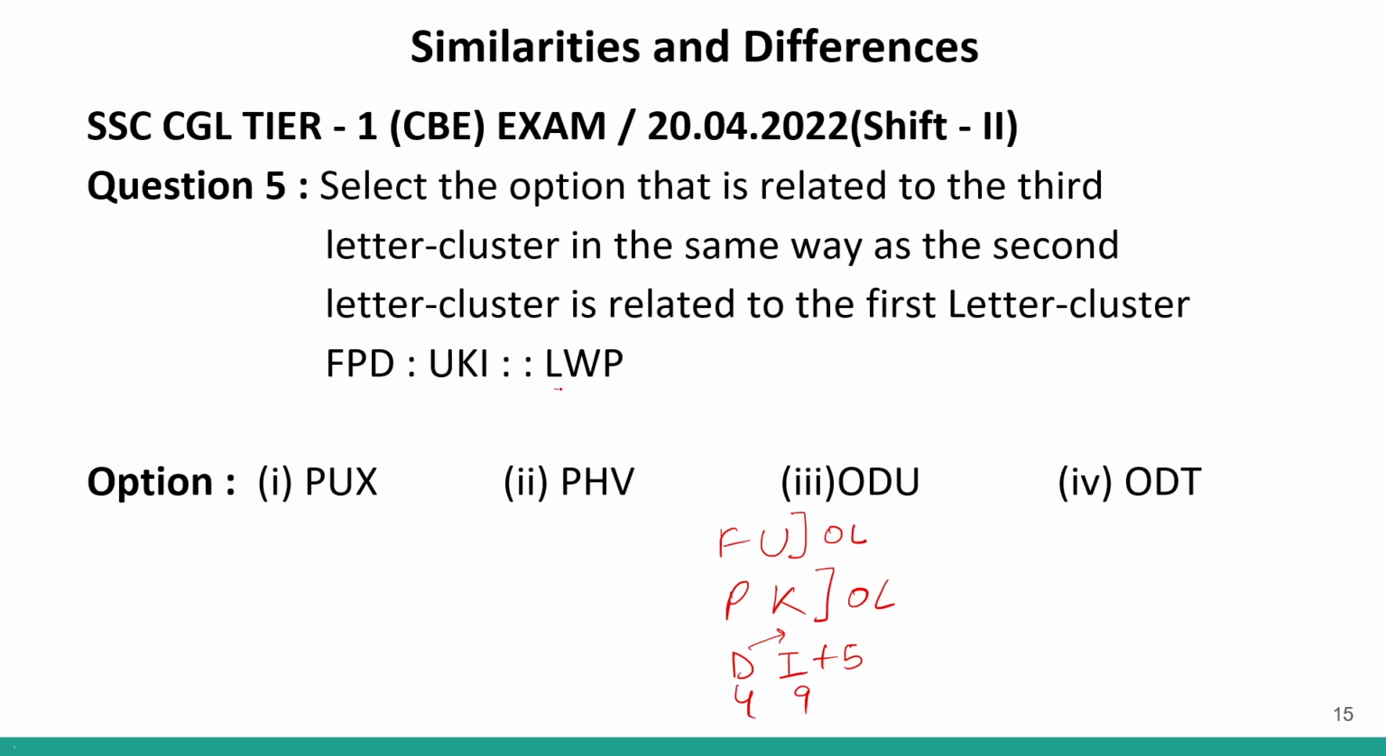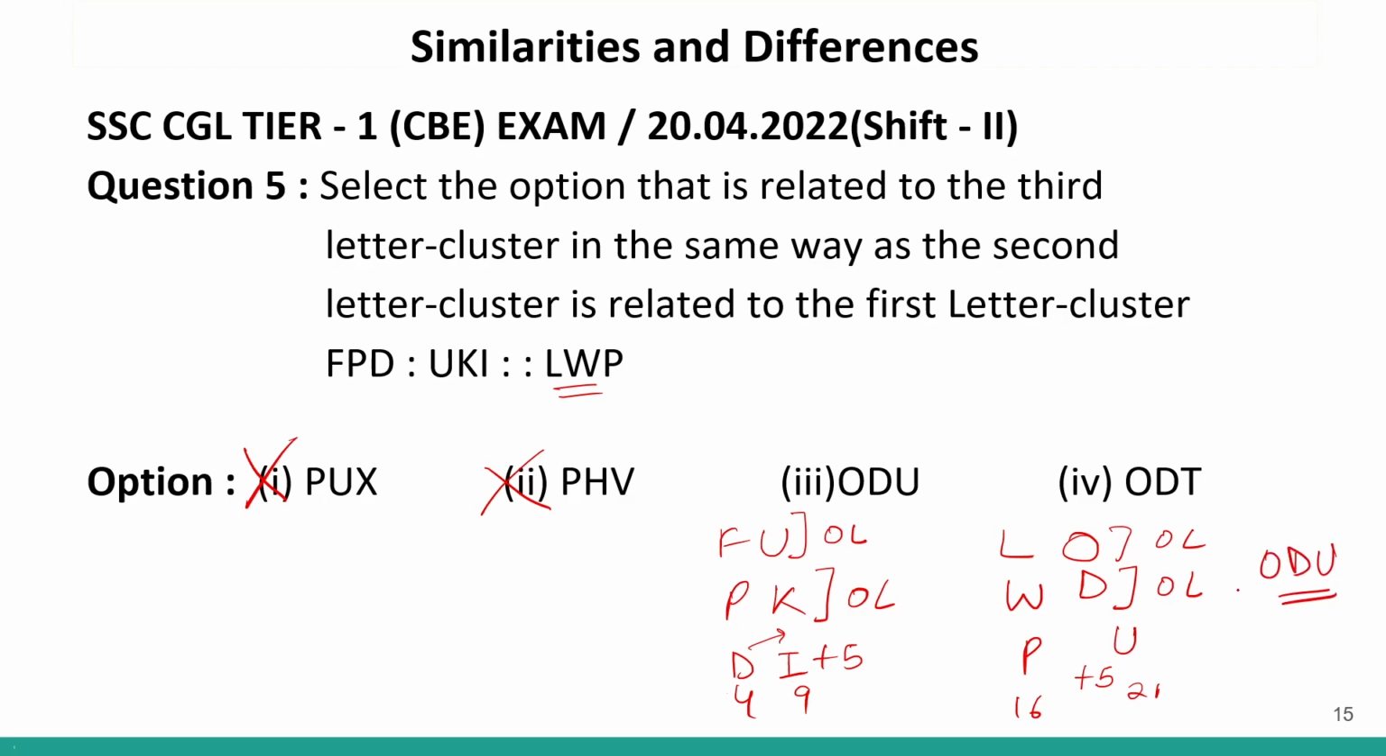So we have to do the same thing for L, W, P. The opposite letter for L is O. So eliminate option number 1 and 2. Now for W, the opposite letter is D. This is opposite letter and this is also opposite letter. Now P is ranked at 16. So if I go 5 positions forward, I have to find a letter which is ranked at 21. And at 21 we have U. So my code will be ODU, which is option number 3. So option number 3 will be the correct answer to this question.